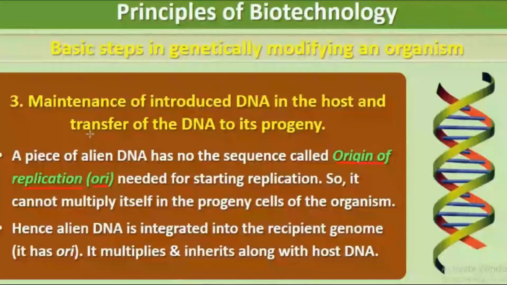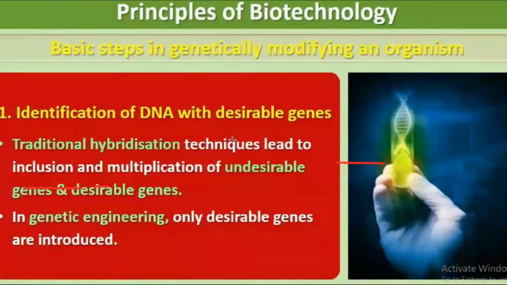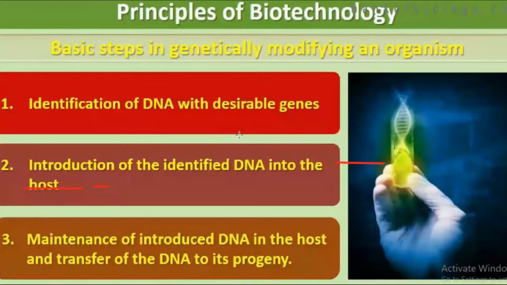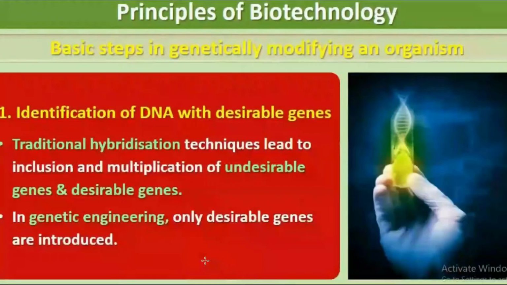So these are the important three steps of recombinant DNA technology or basic steps in genetically modifying an organism. Which are they? First one is identification of DNA with desirable gene. Second one, introduction of the identified DNA into the host. And the third one, maintenance of introduced DNA in the host and transfer of the DNA to its progeny.